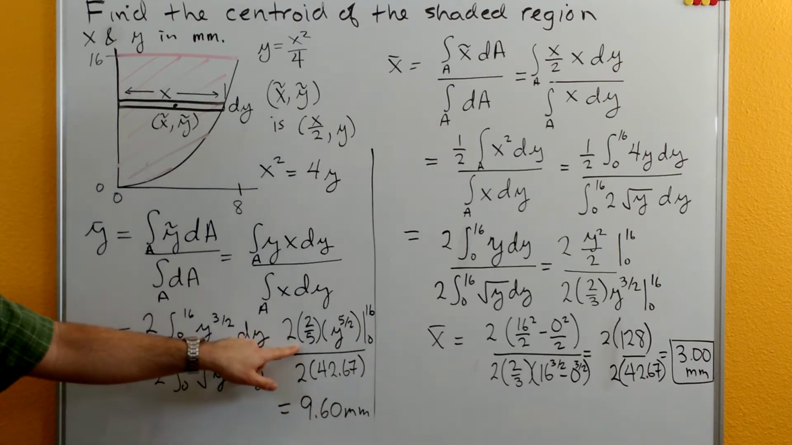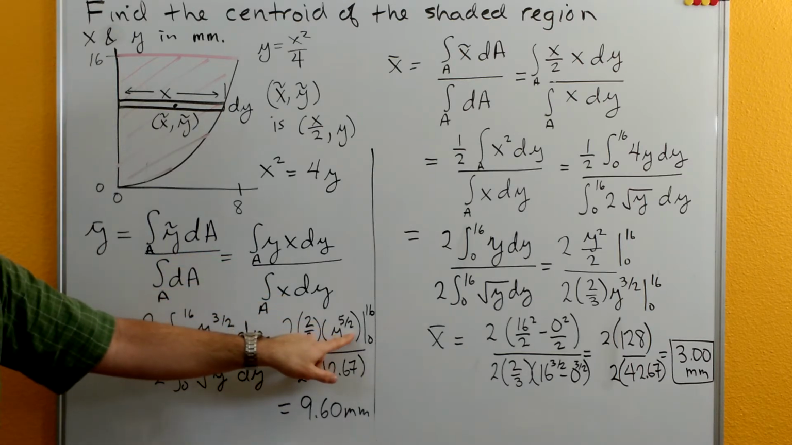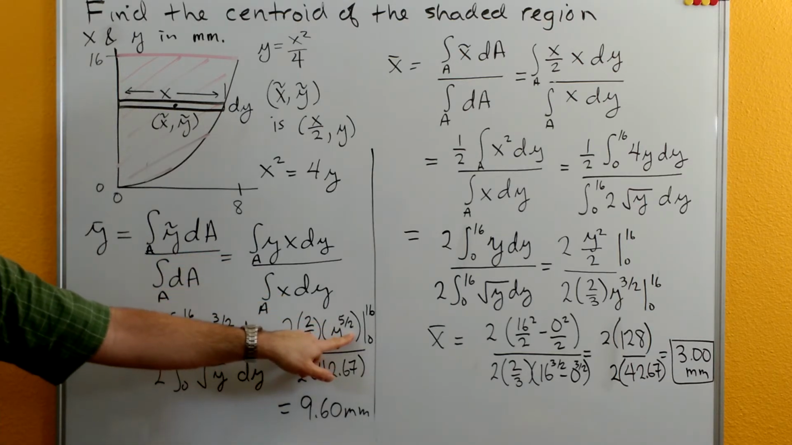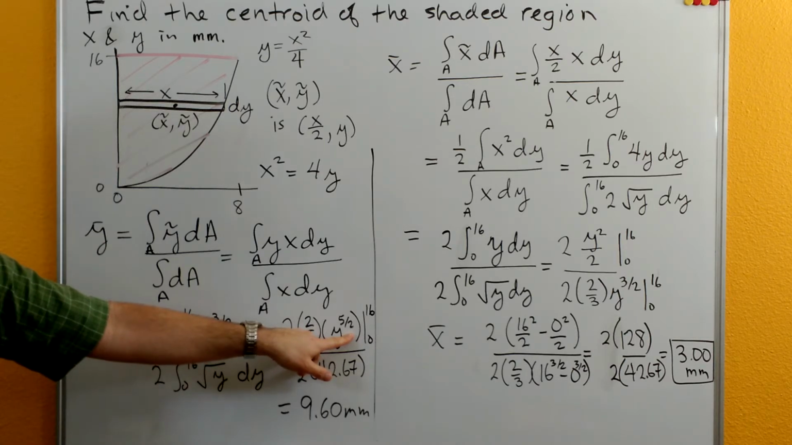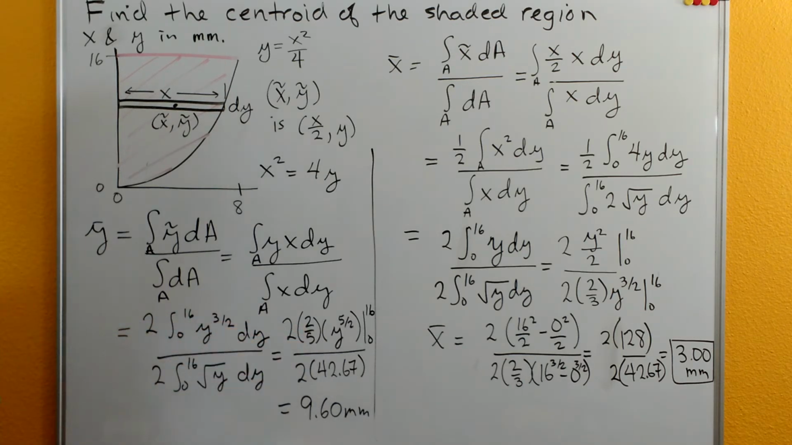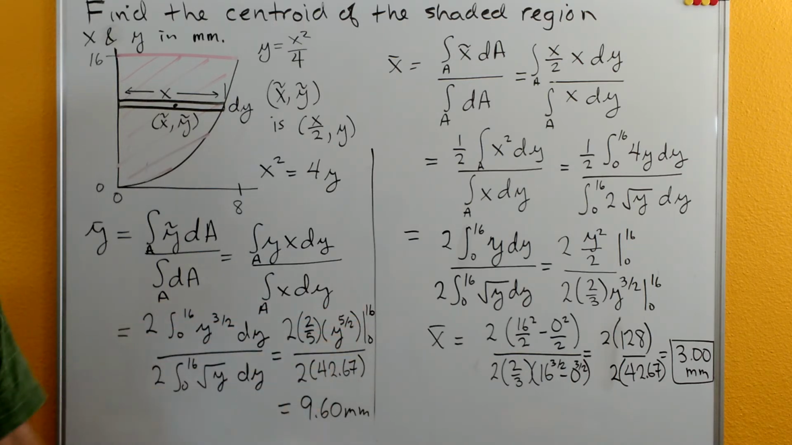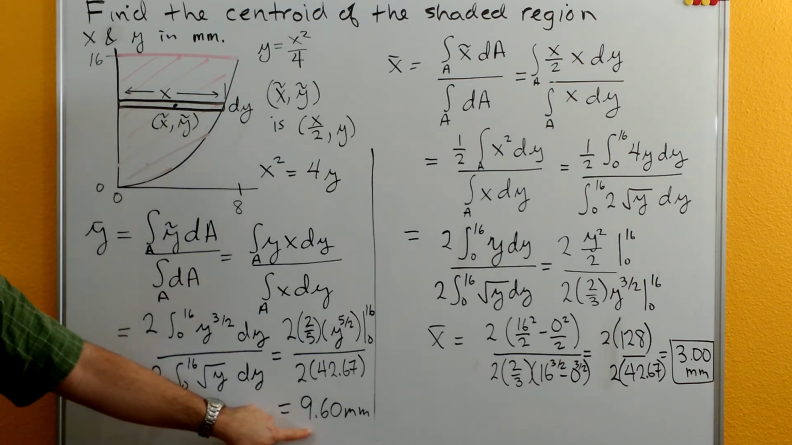For the top side, when we integrate it, it's y to the 3/2, so we add 1 to that. It's going to be y to the 5/2, and then the 2/5, when we invert that fraction, bring it out, the 2/5 will go in front. And then same thing, you plug in y is equal to 16, and then you plug in y is equal to 0, that zeroes it out for the subtraction part. And then when you're done plugging in the numbers, you'll get a y bar of 9.60 millimeters.